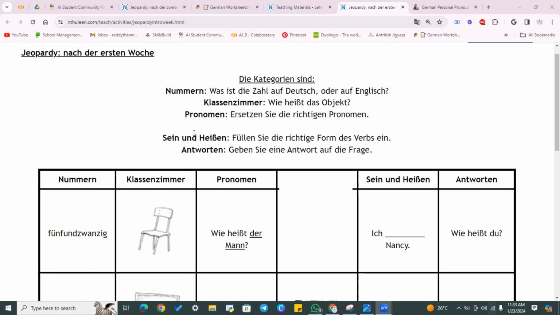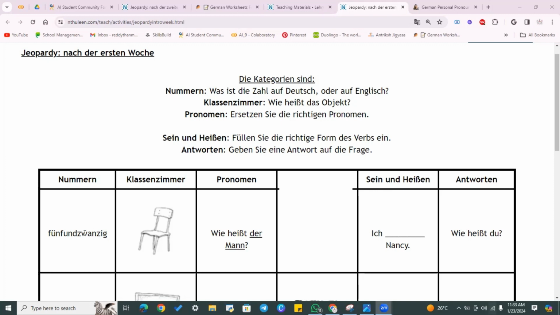Next up, we have sein und heißen, this column. Füllen Sie die richtige Form des Verbs ein. So we have to fill in the blank with either sein conjugation or heißen conjugation. That's so easy, right? Next, Antworten. It means answer. Geben Sie eine Antwort auf die Frage. So give an answer for the given question. Got it? So let's see.